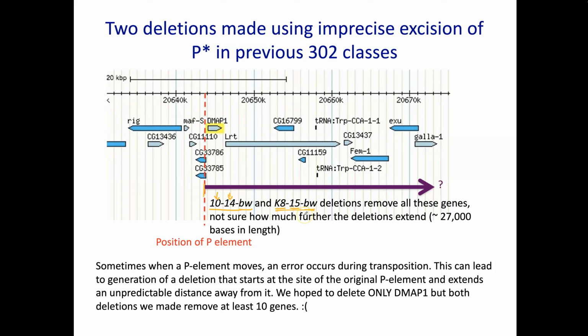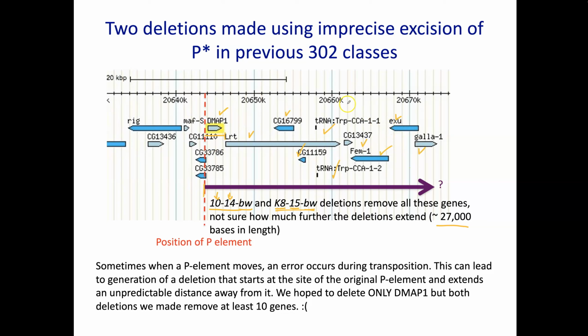Sandra's students, a couple of her research students, did some PCRs and other things and discovered that around 27,000 bases were removed. What we really wanted was a little deletion like this that only removed the DMAP1 gene but had all the rest. But instead, these deletions remove DMAP1, LRT, this gene and this gene, which may or may not be real, but are inside the LRT gene, a couple of tRNA genes, this, and this.